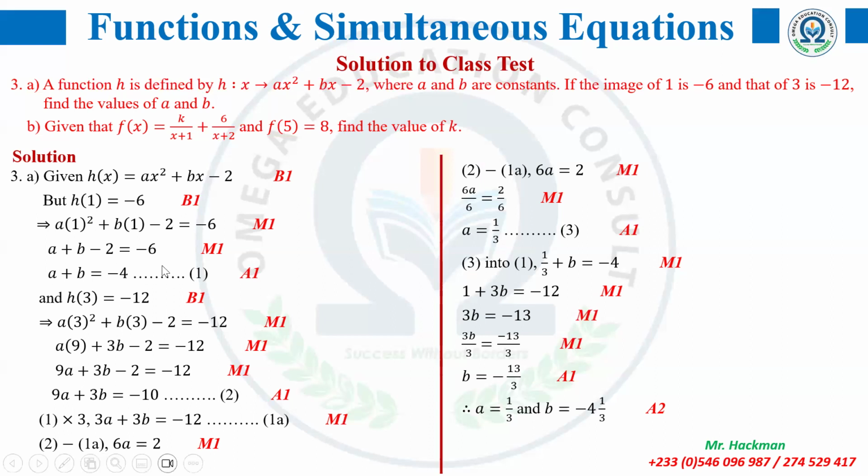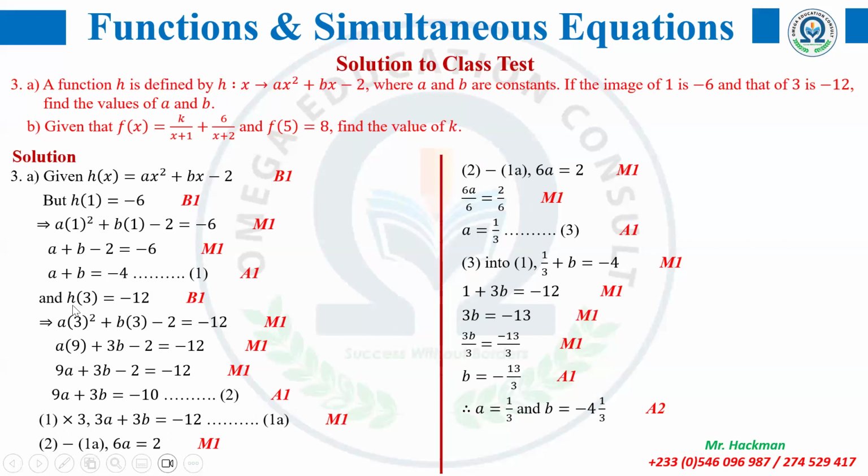So I'll move this one here, and that gave me this before I labeled my equation. Then again, I'm told that the image of 3 is minus 12. So the meaning of this statement is that h of 3 is equal to minus 12. So you go by the same.